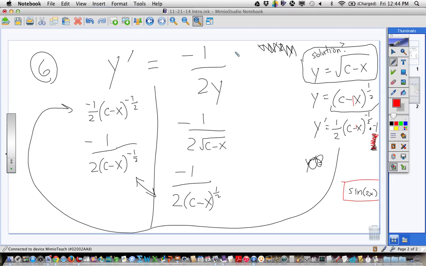Here's our differential equation. Now I think I mentioned this to you yesterday, right? That the y is on the bottom on number 6. Didn't I say that before you guys left the room?